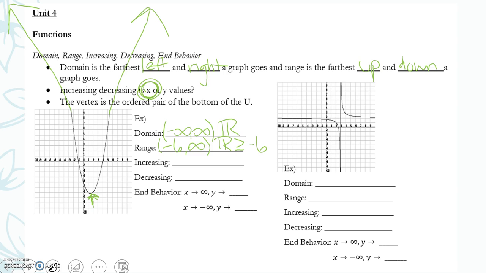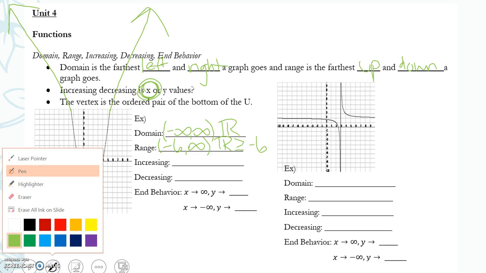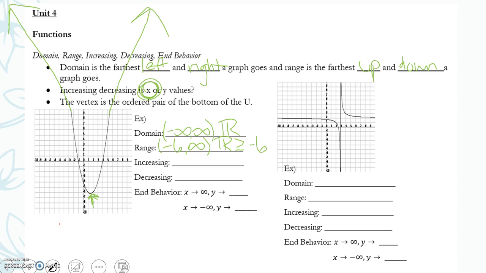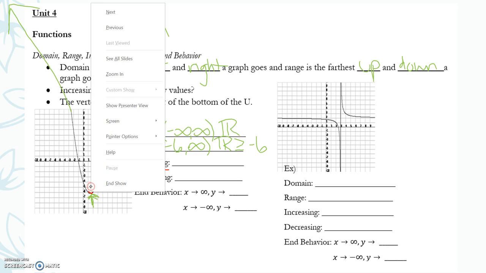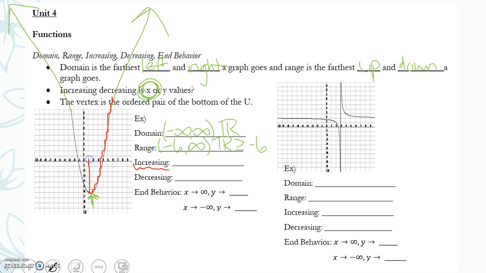So for increasing and decreasing, you travel left to right like you're reading a book, and you ask yourself, where is it going up and where is it going down? So for increasing, if I go left to right, I would be going up in this section right here. Always using x values, so you should not be using -6, but the x value right there, I would say is maybe 1.5. And then it keeps on going to the x values of infinity.